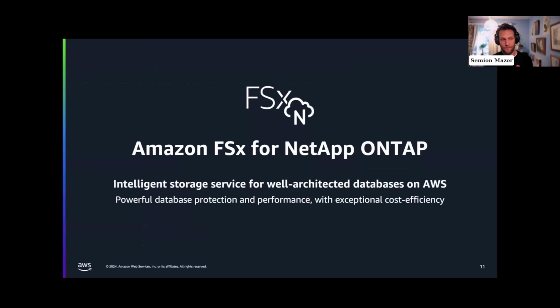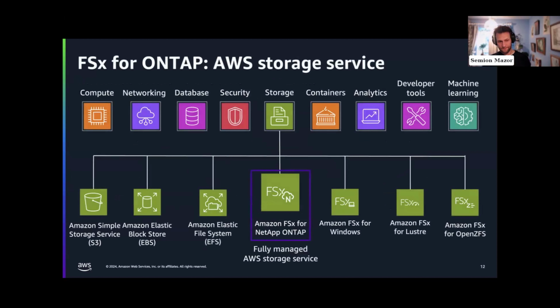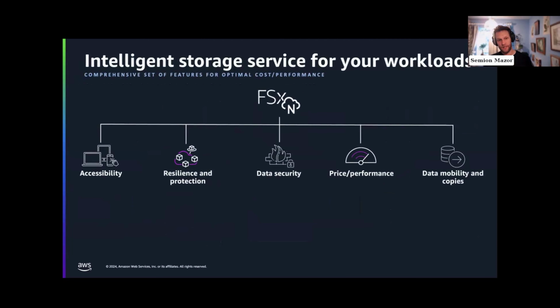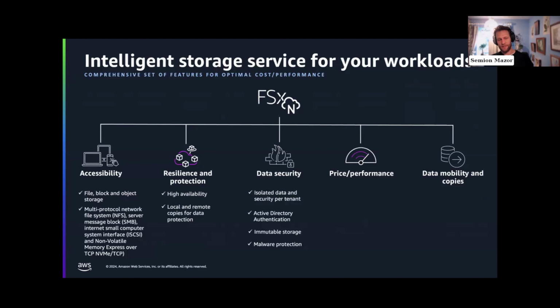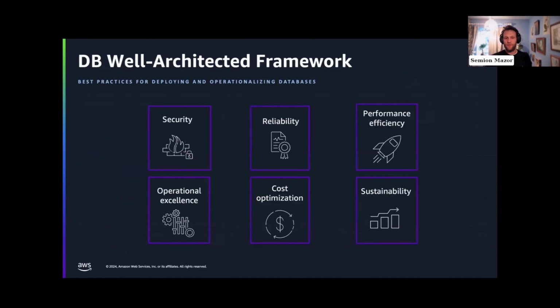As we already said, this is a first-party version of ONTAP running on AWS. It's part of the AWS storage services, fully operated by AWS, and has NetApp's enterprise-grade capabilities that can be divided into five pillars. As Danny already covered, they can be divided into accessibility, resiliency and protection, data security, price performance, and data mobility and copies. And we can talk about ONTAP for hours and hours because there's so much technology invented in there and so many customers benefiting from different aspects of that. We will not do it today. We'll just talk about those that are the most relevant for the four challenges we just mentioned. Now, in fact, FSx for ONTAP can help you with all six pillars of the Well-Architected Framework.